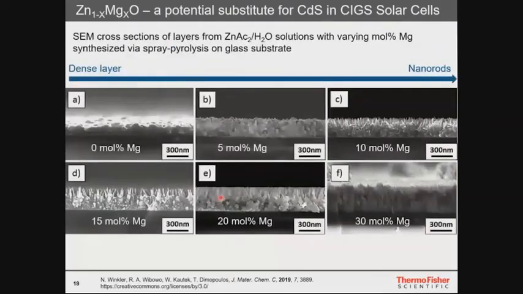If we first have a look at cross sections of the layers produced by spray pyrolysis with varying magnesium content in the solution, you can see that with no magnesium we have a very dense, nice layer, and upon increasing the magnesium content we get nanowire growth on top of the dense layer, which increases with increasing magnesium content.